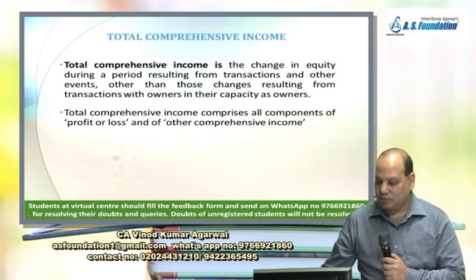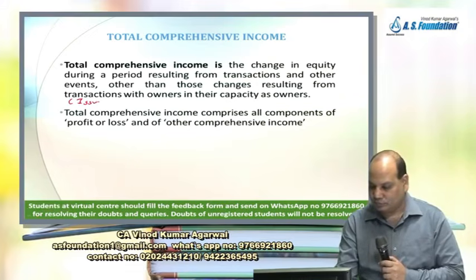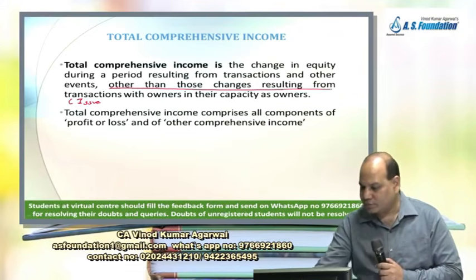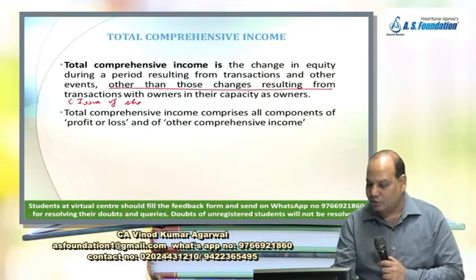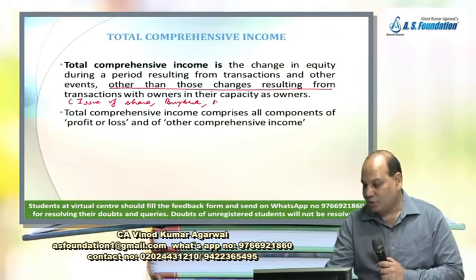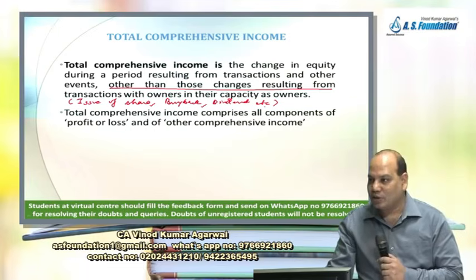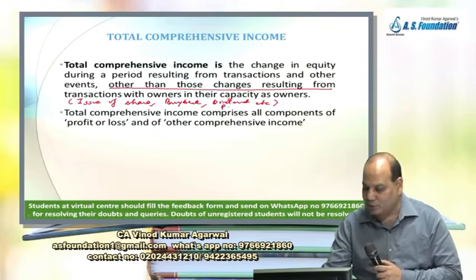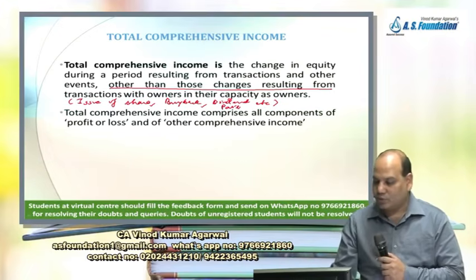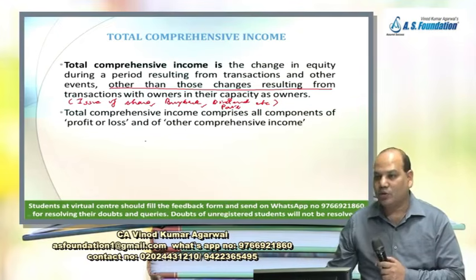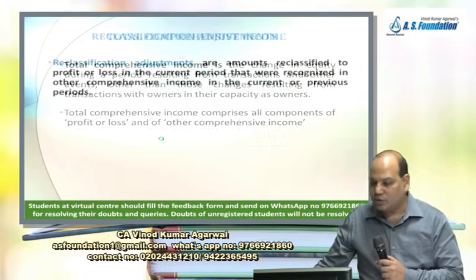transaction with owner. Any example of transaction with owner? Issue of share. I am giving the example of this item. Issue of share will also change the equity. Buyback of share will also change the equity. Dividend paid to shareholder will also change the equity, but they will not be called comprehensive income or total comprehensive income because these are transactions with the owner. So we are talking about dividend paid to equity shareholders, not dividend received. Total comprehensive income will comprise all components of profit and loss and OCI.